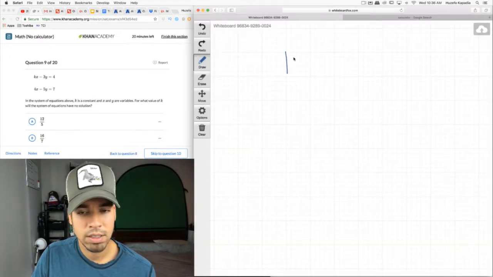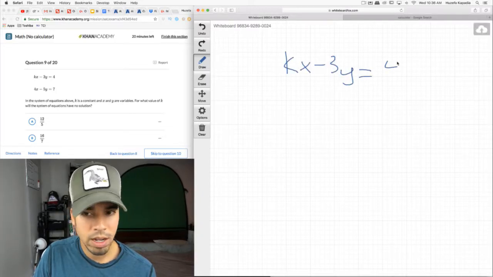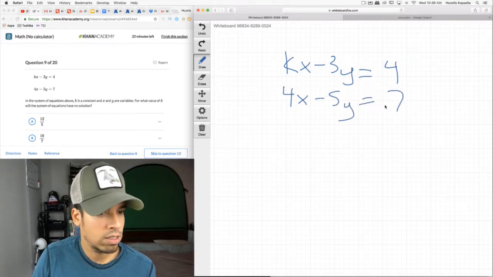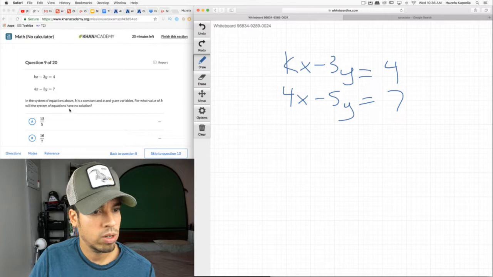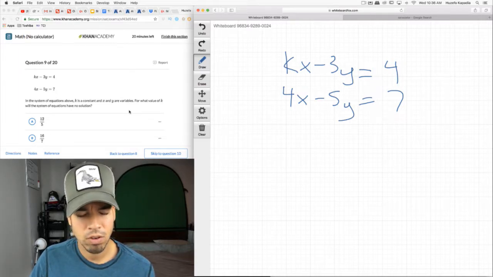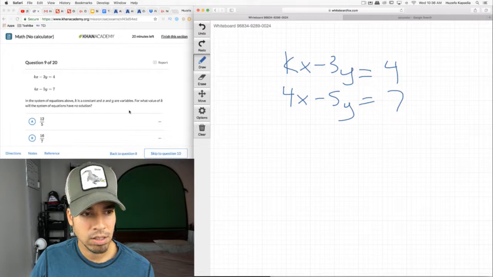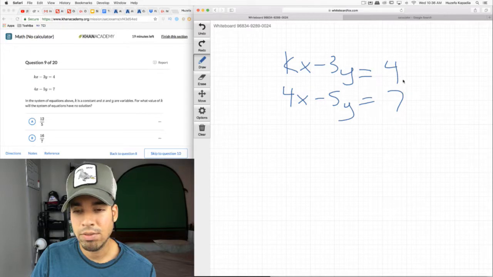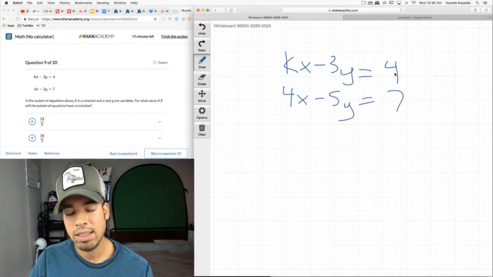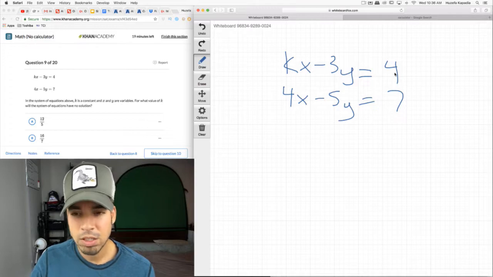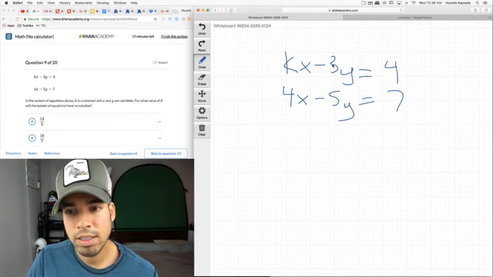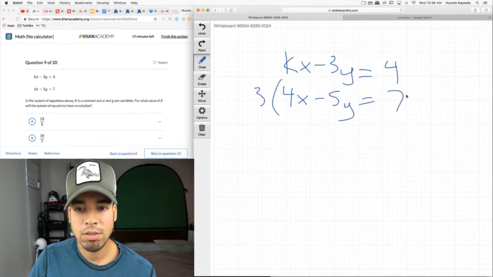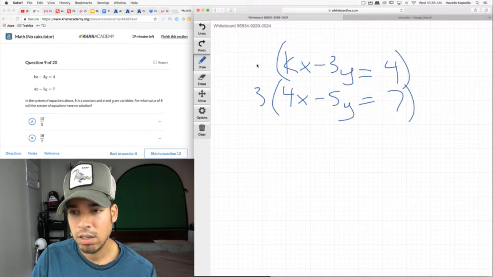Next, we've got kx minus 3y equals 4 and 4x minus 5y equals 7. So the system of equations: for what value of k does the system of equations have no solution? It's no solution when the slope is the same, but the y-intercept is different. Because this is a different constant, well, actually, hold on. Let's do it like this. I'm trying to do it the fastest way possible. So I'm going to try and get these to equal each other. I'm going to multiply the bottom one by 3. I'll show you why I'm doing this in a second. And the top one by 5.